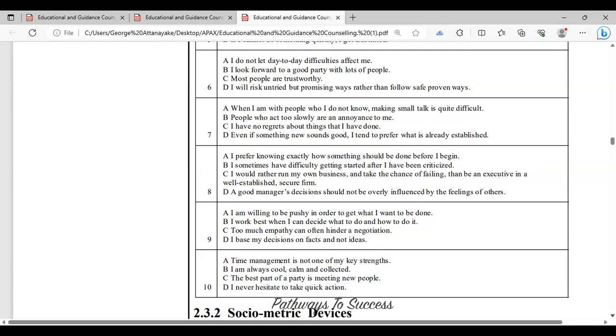Yes, what's your response? Yeah, B. People who act too slowly annoy me. That means you don't like people who are working slowly, right? You don't have any regrets about things that you have done? Not really. Okay, right. It's okay. Number 8.